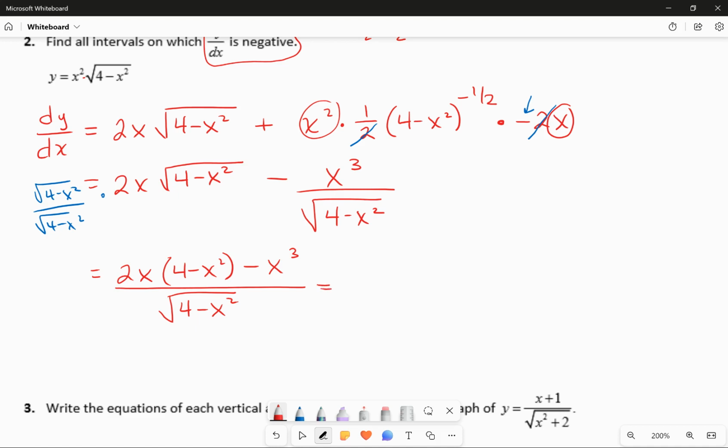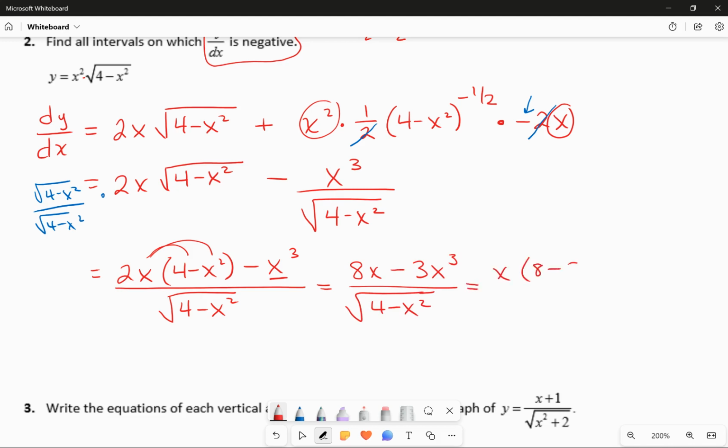Now I'm going to clean up that numerator a little bit. I'm going to distribute and also subtract that x cubed. When I distribute, you get 2x times 4, which is 8x. 2x times negative x squared is negative 2x cubed. And then that negative 2x cubed is going to combine with the negative 1x cubed to give us negative 3x cubed over the square root of 4 minus x squared. And then our final step, I'm just going to go ahead and factor out x from our numerator.